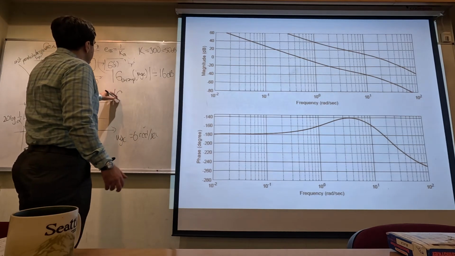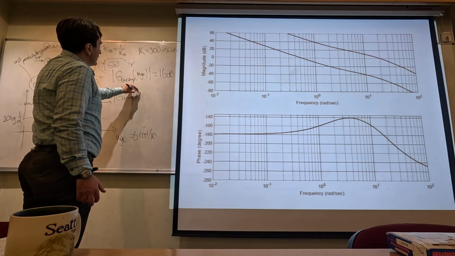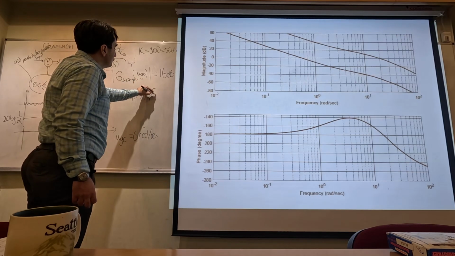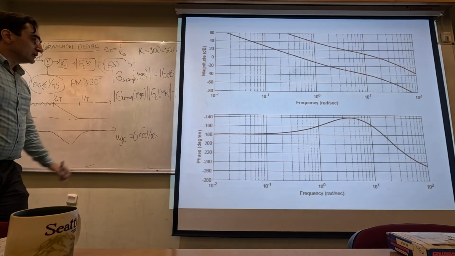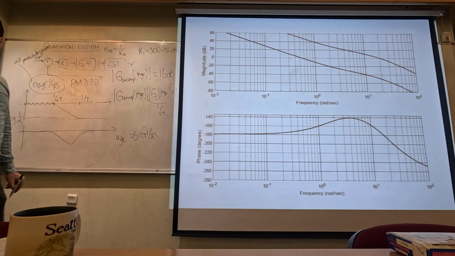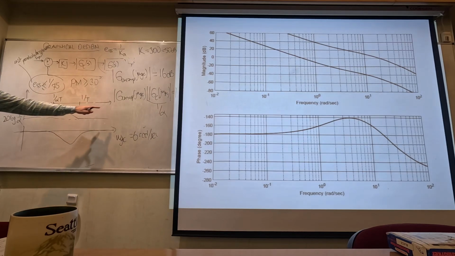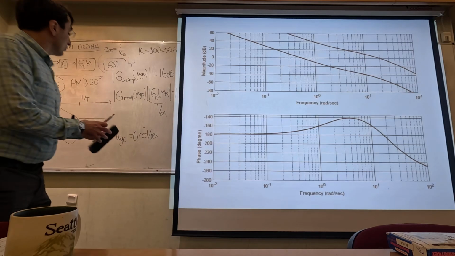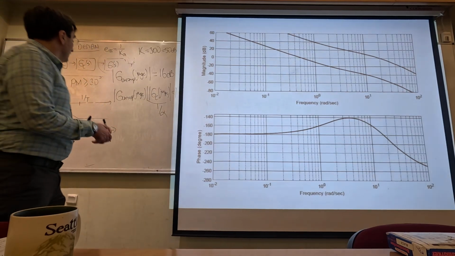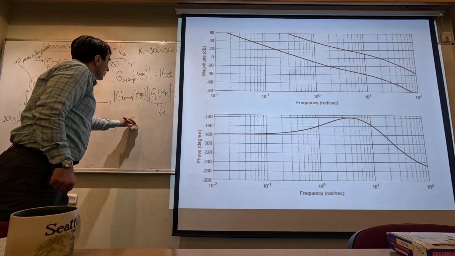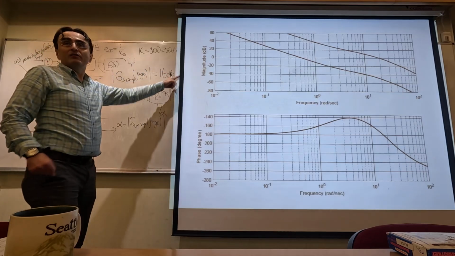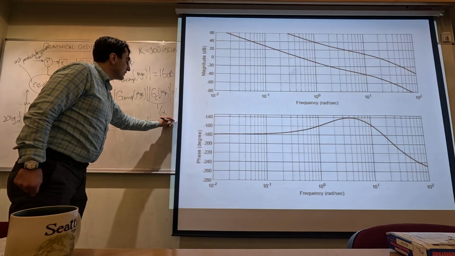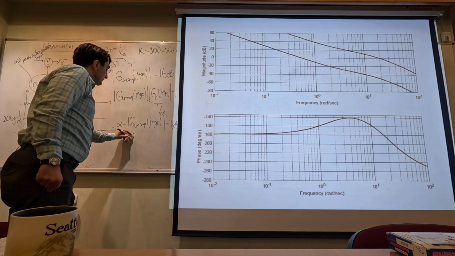So I need to write here this. G uncompensated of j omega gc times G compensator j omega gc should be equal to 1. This is 1 over alpha at the new frequency. What should this be in terms of alpha? It should be alpha itself. So here we see that alpha should be G uncompensated of j omega gc. And I have read what that value is. It is 16 dB. So alpha is going to be 16 dB.